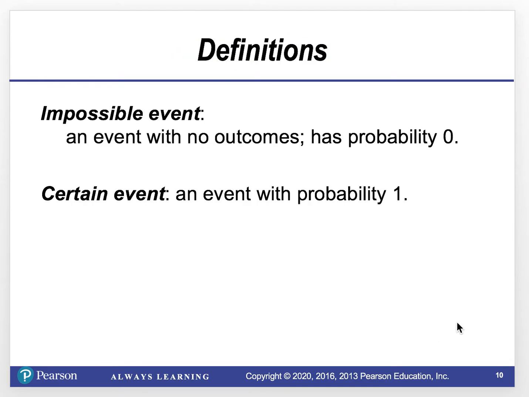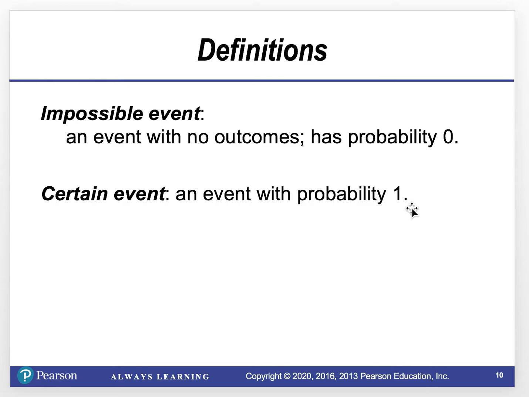Okay, here's our 0 and 1 probability again. An impossible event is an event with no outcomes. It has the probability of 0. A certain event is an event with a probability of 1. I know we just looked at 2 examples of this, but sometimes people ask, how can the probability be 0 or 1?